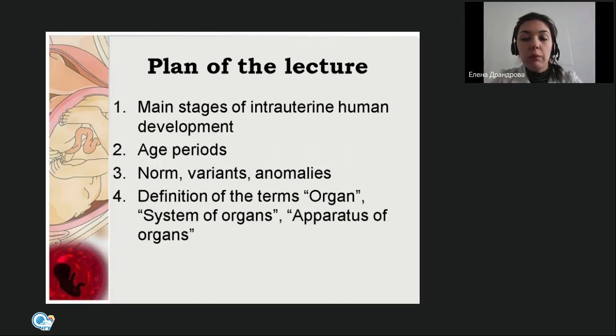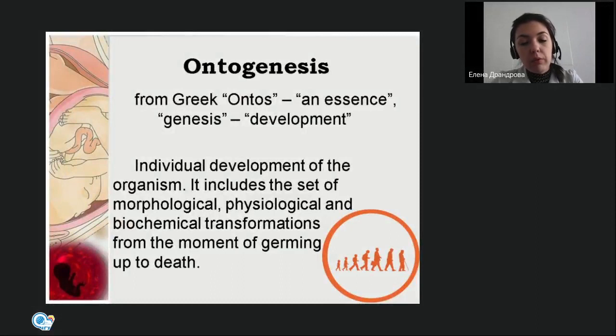I have already had some classes with general medicine students, and we were trying to discuss what an organ and a system of organs are. I don't know why, but many of them had difficulties explaining this. Actually, the organ is what we will study in the whole of anatomy. It's like the subject of our research. Okay, so first of all, let's start with the definition.